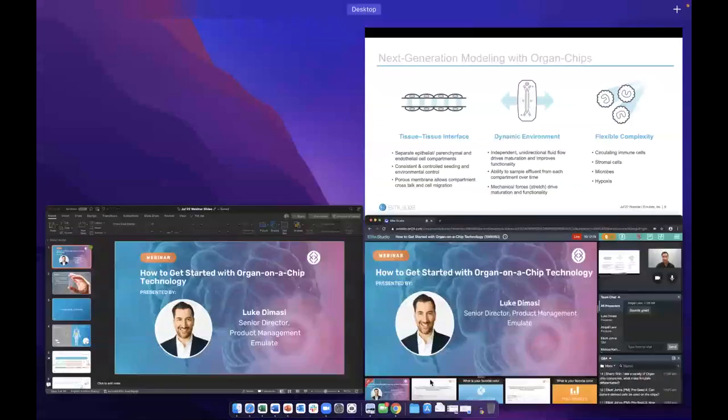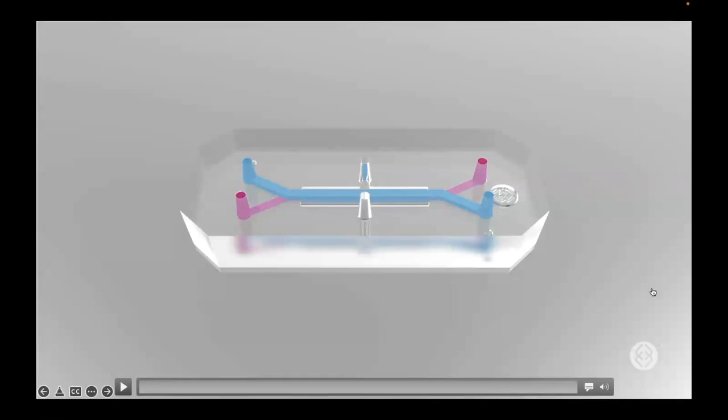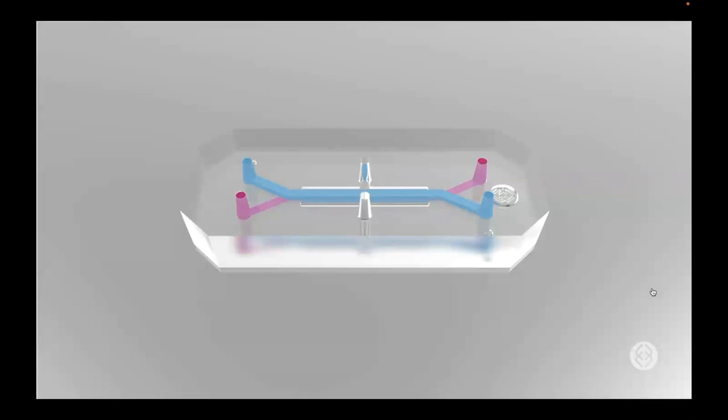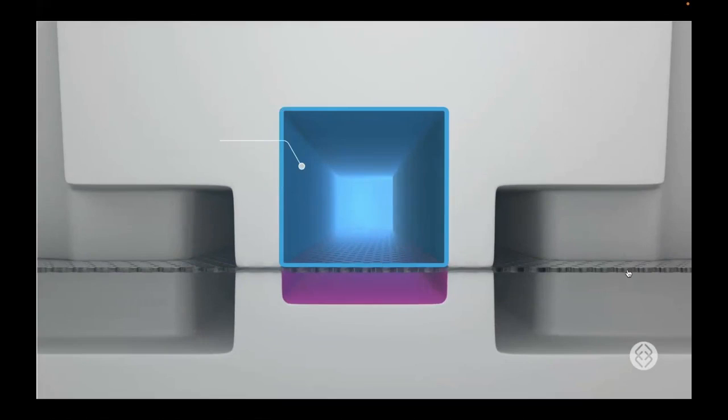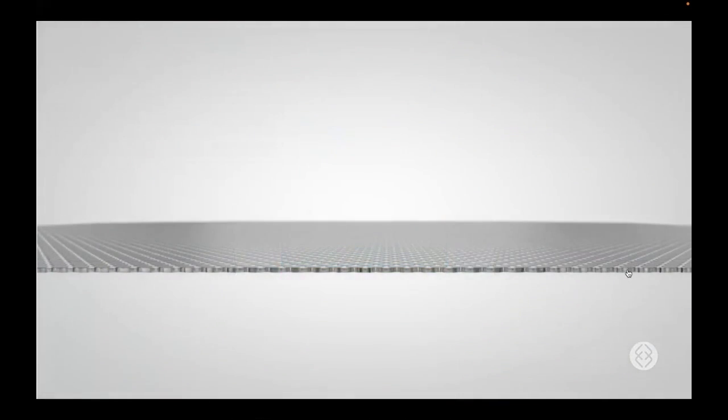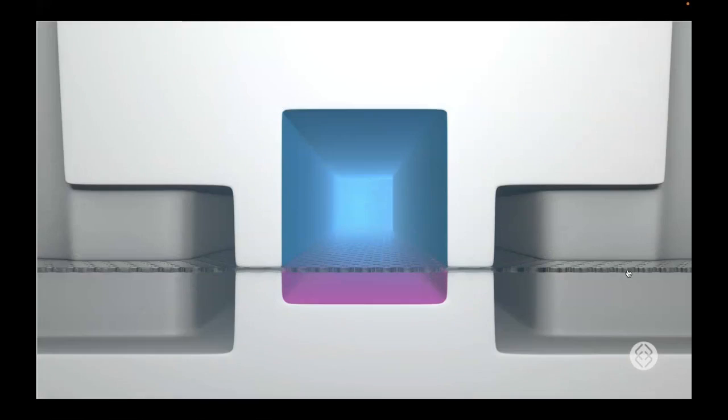Okay, so let's start with the core of our technology, which is the S1 stretchable chip. So I'm going to take you through a little bit of a cross-section of the chip. As you can see, there are two chambers, an upper epithelial parenchymal chamber and a lower vascular or endothelial chamber. These chambers are separated by a porous and flexible membrane. This enables crosstalk, signaling between the chambers and cells to move back and forth. You can seed each independently.